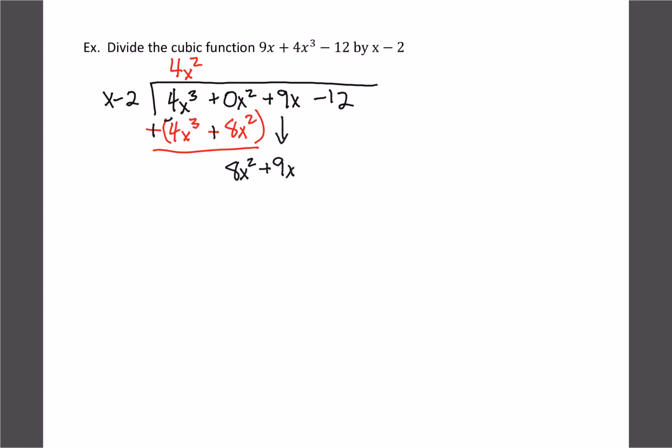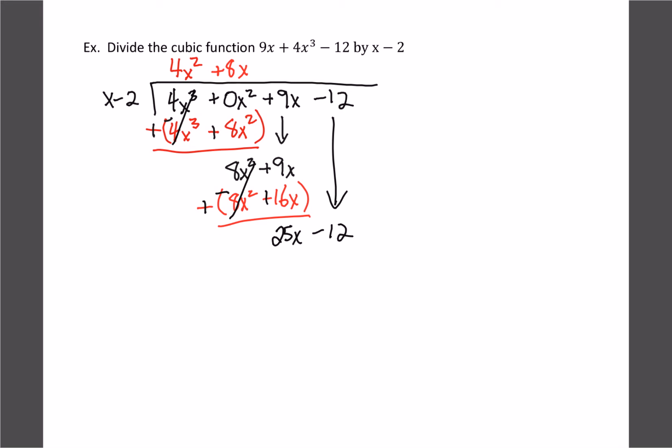So how many times now does x go into 8x squared? It would be positive 8x times. So 8x times x, so 8x squared. 8x times negative 2, negative 16x. Once again, we want to subtract all of that, so let's add the opposites to make it easier. 8x squared minus 8x squared cancels. We should always get those ones canceling. You never want to have anything left over. And then 9 plus 16 would give you 25x. Once again, bring down the negative 12. And we've got to do this one more time.